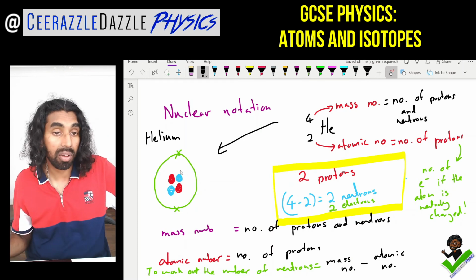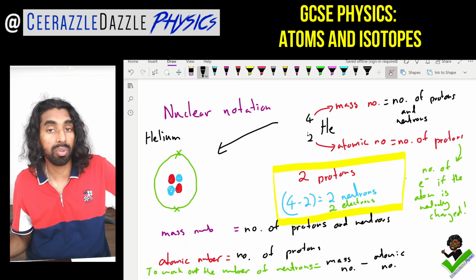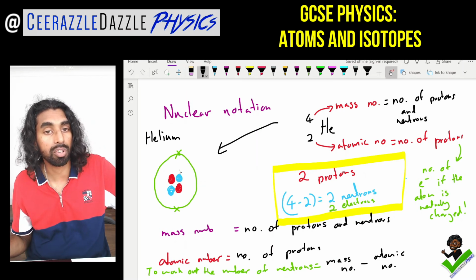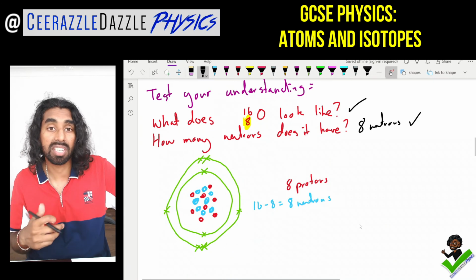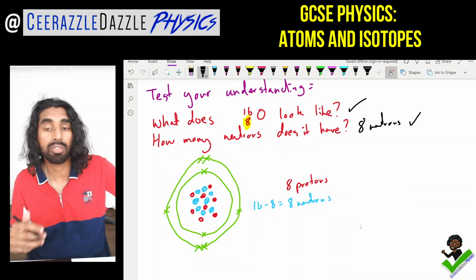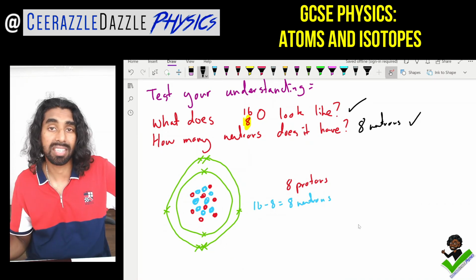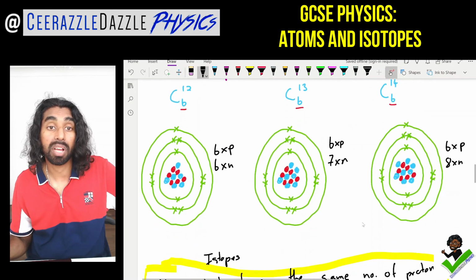And look, we drew it out here. We know it's 4 and 2. Why? Because it's 4 in the nucleus in total, and 2 is going to be the number of protons here. Then scrolling down, we tested our understanding. I gave you oxygen 16, 8 and told you to draw it. We drew it out and worked out the number of neutrons. Easy stuff. Last of all, I talked about isotopes.